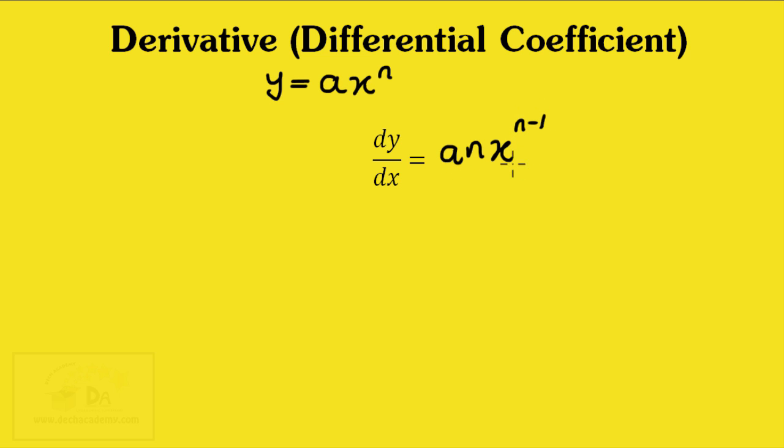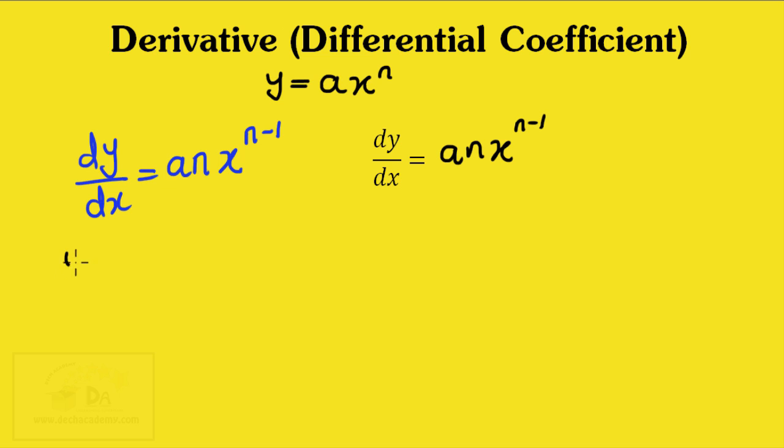So what is this saying? This is a times n times x raised to the power of n minus 1. So all you have to do is, from this expression, you take the constant a, multiplied by the index n, then you have your variable x raised to the power of n, then you subtract 1 from the power. So it's a n and x to the n minus 1, which is what we have here.